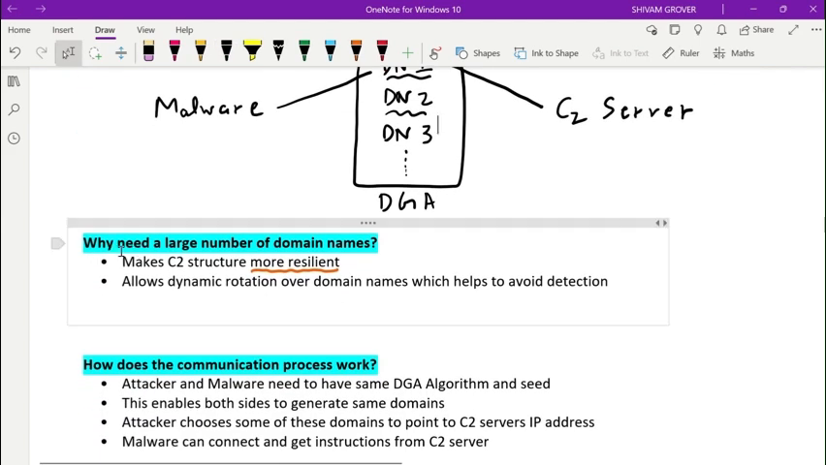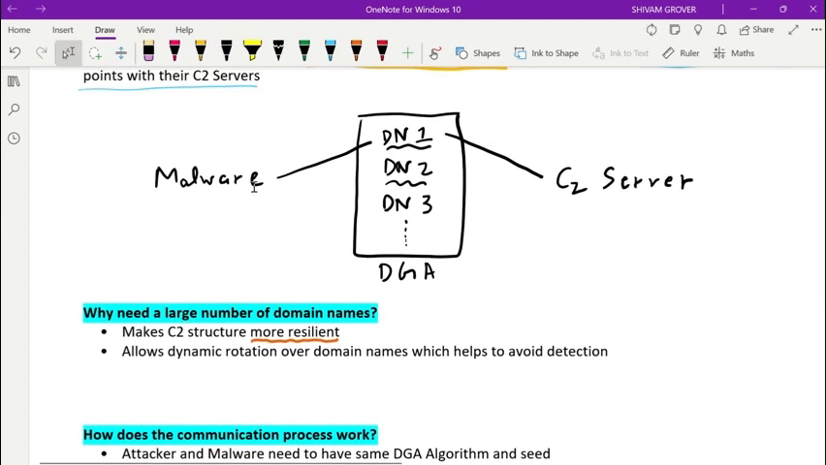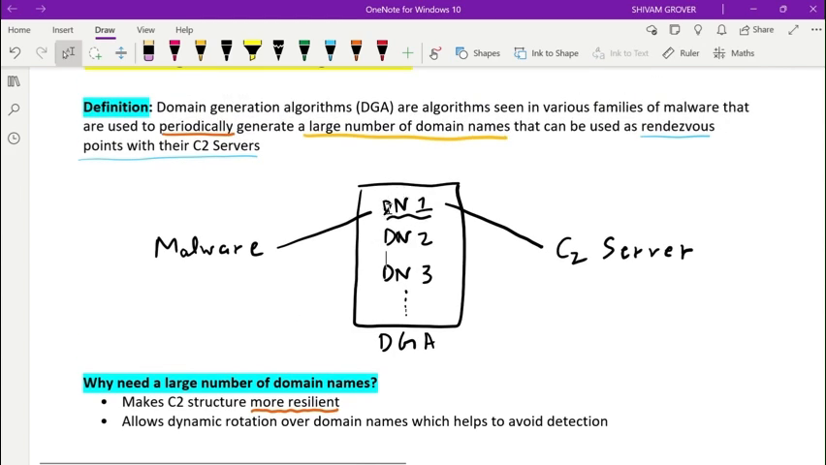Now let's try to understand why we need a large number of these domain names. For the communication, we only need one domain name. So why do we need all of these domain names? We need the other domain names because using this large number of domain names, the C2 structure would become more resilient. How would it become more resilient? Because if malware is using only one domain name, and if somehow this domain name is pinpointed by the security experts, so they know that this domain name is being used for the communication between malware and C2 server, they can easily block this domain name to stop the communication between malware and C2 server.